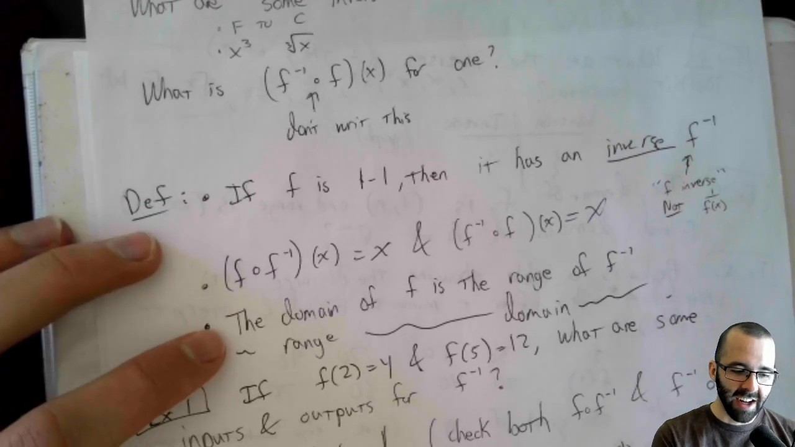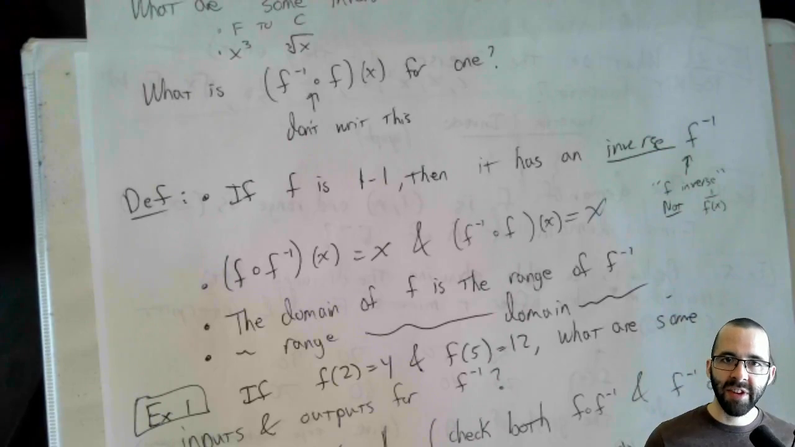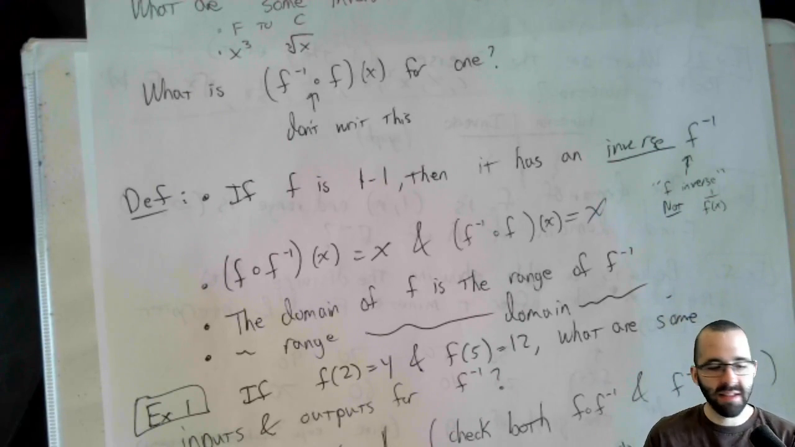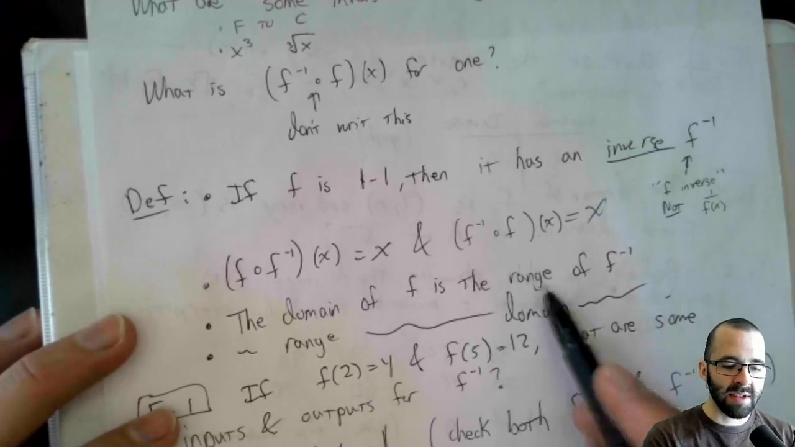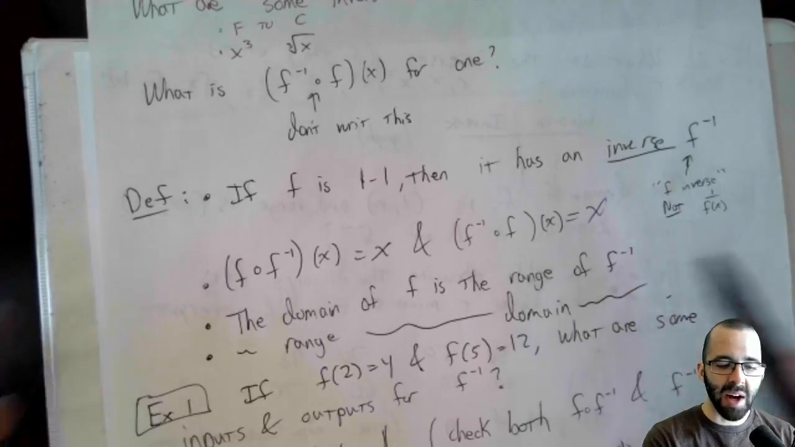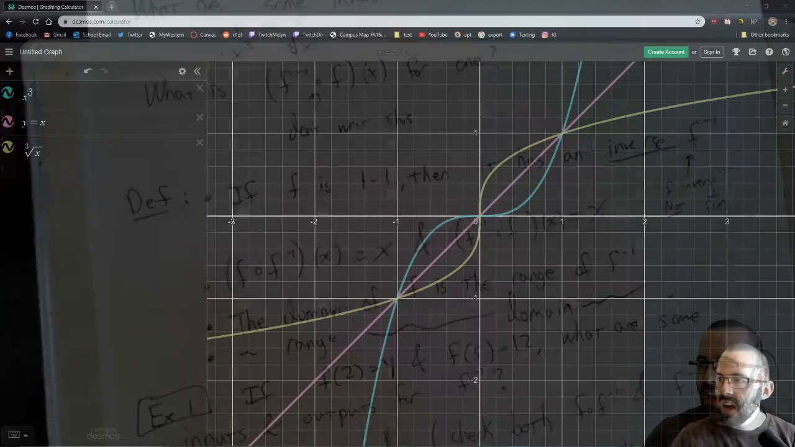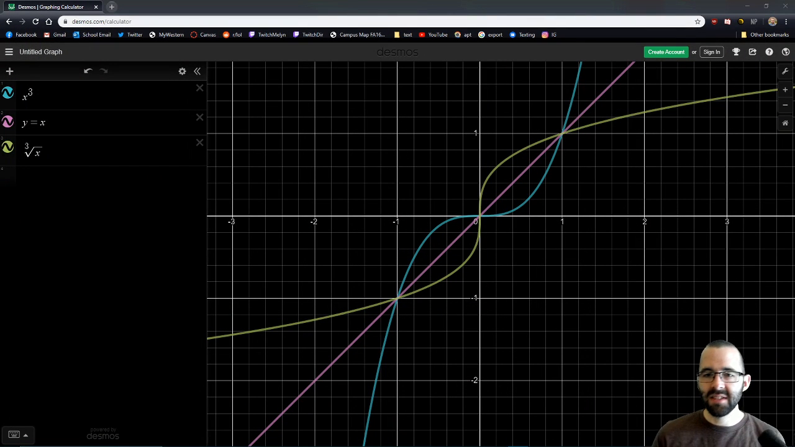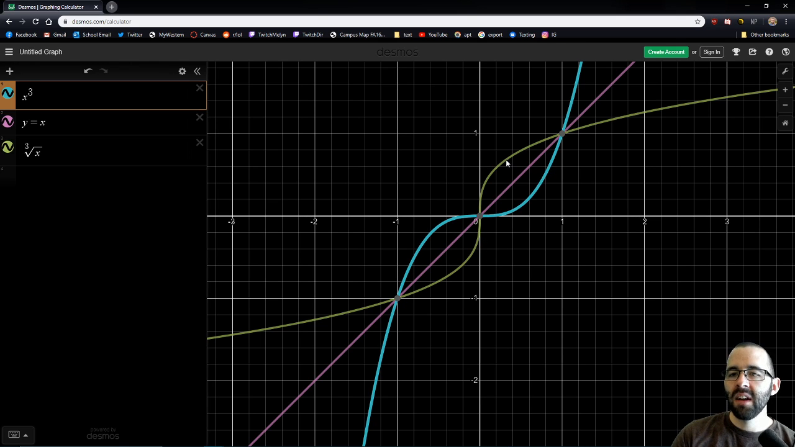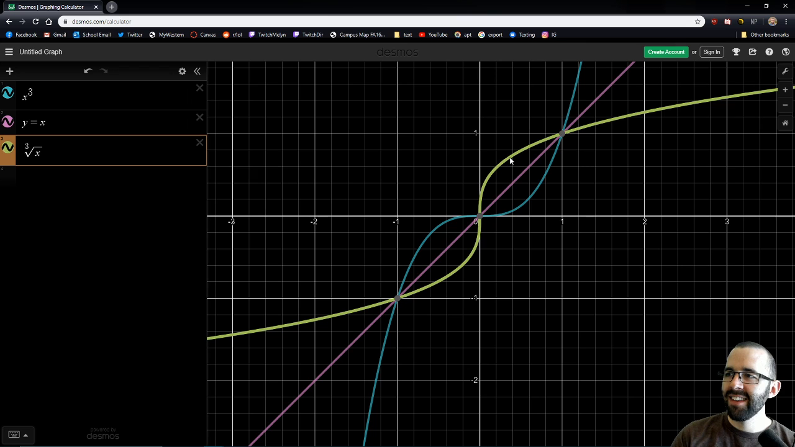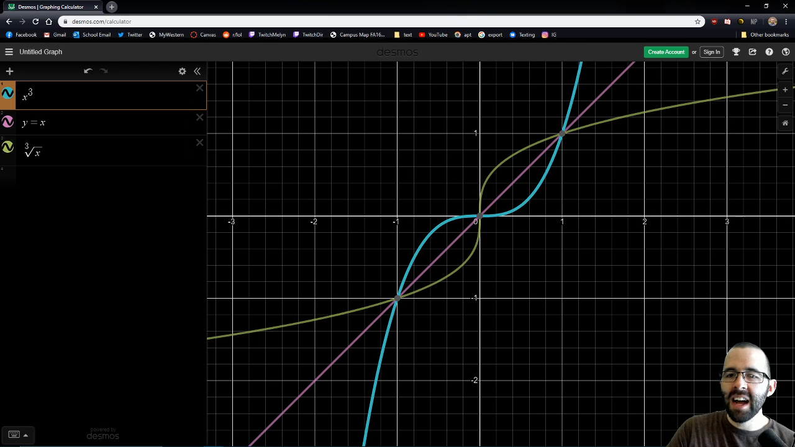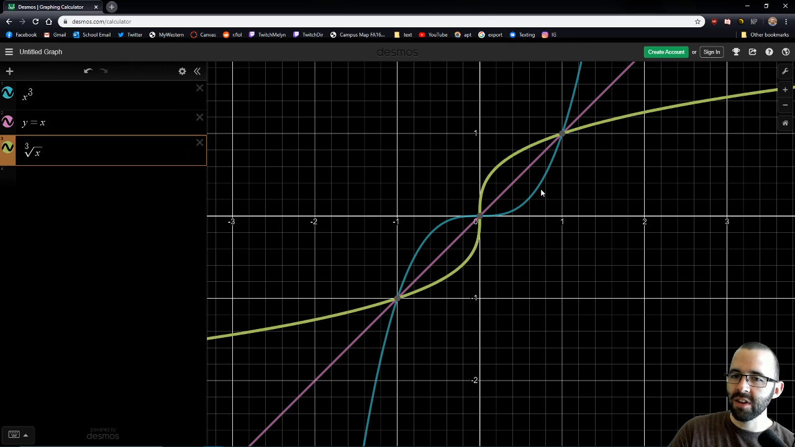Okay. And remember, to find an inverse function, you essentially just switch the x's and the y's. The domain of one is the range of the other. Domain is x, range is y, so that kind of makes sense. And there is also this graphical implication as well. If you switch all the x's and the y's, notice that the blue graph and the green graph are essentially the same graphs. They're just reflected around this pink line. All inverse functions have that property. You get some nice symmetry as well.